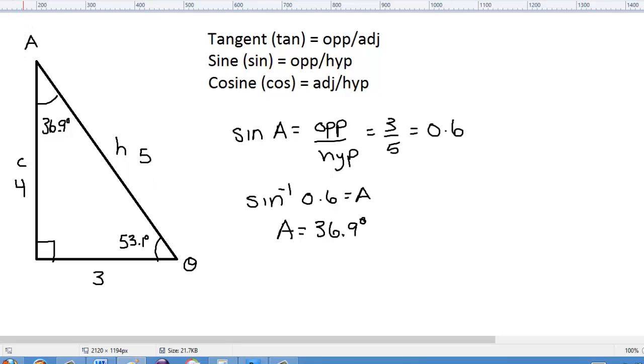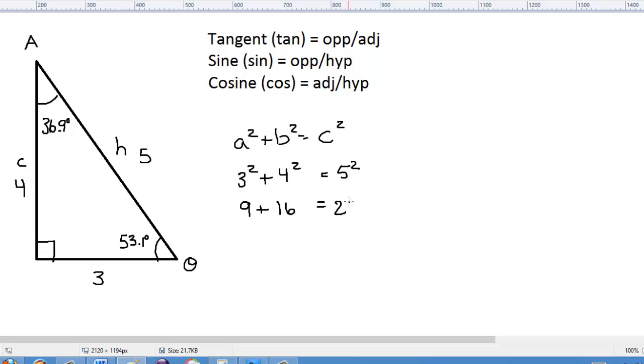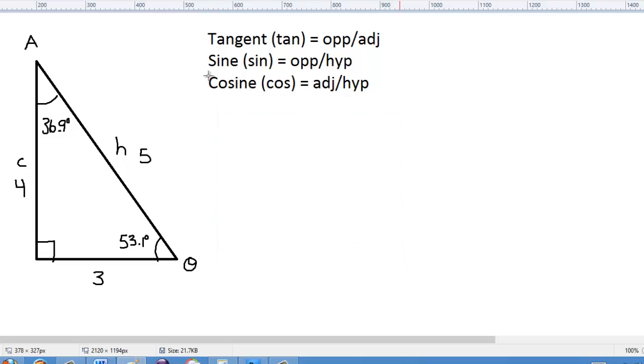Now I can verify these independently by using the Pythagorean theorem, to verify that the sides make sense. If a squared plus b squared is equal to c squared, where c is the hypotenuse, then I'd get 3 squared plus 4 squared is equal to 5 squared. I get 9 plus 16 is equal to 25, and 25 is equal to 25. So this works out.